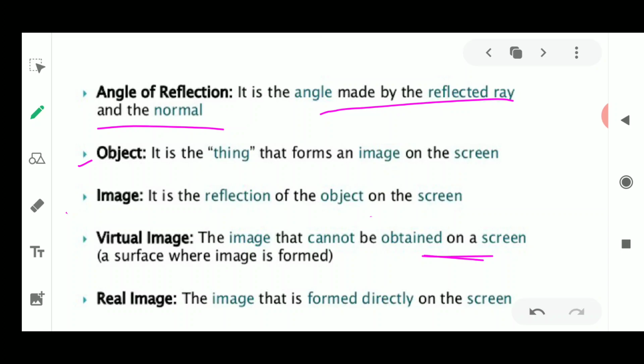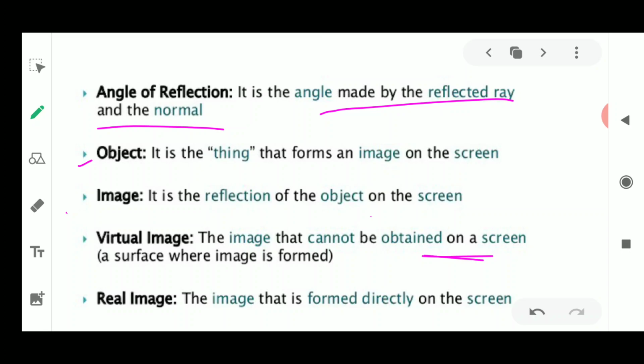For example, if you are standing in front of a mirror, your image will be formed only as long as you are standing in front of the mirror. Once you move, what happens to that image? Your image also goes off. It is not present on the mirror for long. If you are present, then only it will be present. Similarly, if you look in water, your image will be formed on the water, and you will be able to see your reflection. But once you move away from that water body, your image also disappears. So such images which cannot be obtained on a screen are known as virtual images.